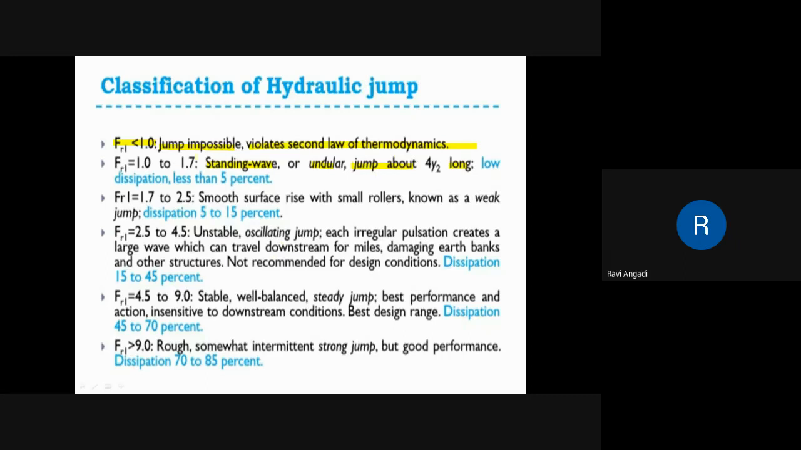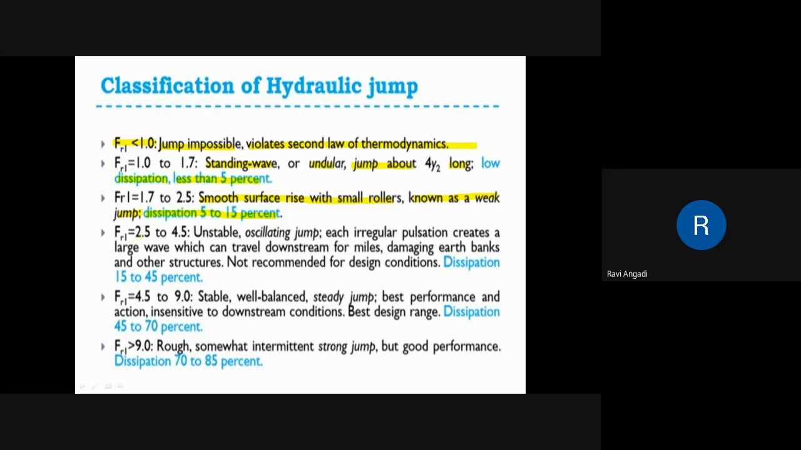Okay, so Froude number is between 1 to 1.7. It is a standing wave or undular jump. Undular jump is about 4 times the depth of flow in a subcritical. It's long, with low dissipation of energy, less than 5% if it is between 1 to 1.7. If suppose the Froude number is 1.7 to 2.5, we get a smooth surface rise with small rollers, known as a weak jump. So the dissipation of energy will be 5 to 15%.